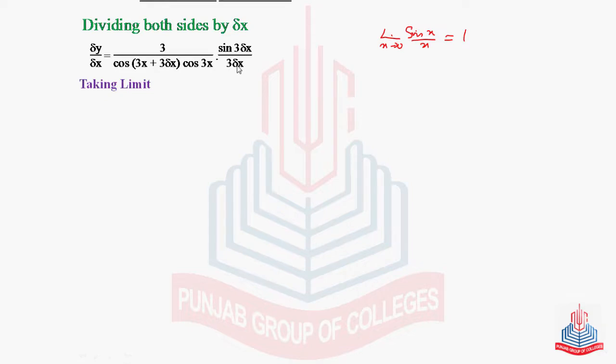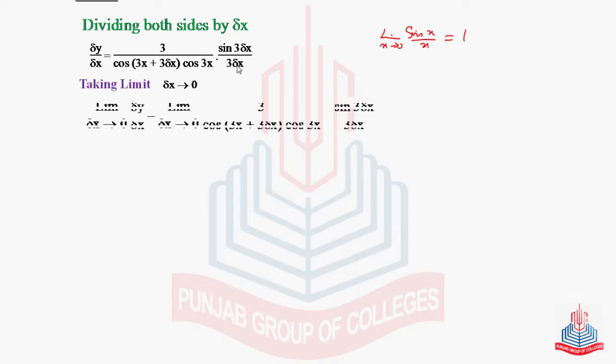So the next step is taking the limit as delta x approaches 0. We have the limit as delta x approaches 0 of delta y by delta x, and on the right hand side that will become limit as delta x approaches 0 of 3 over this one, and sine 3 delta x over 3 delta x. This delta x is the dividing step, and this 3 and 3 are multiplied and divided to complete this formula. So the limit will apply separately on both of these two parts.